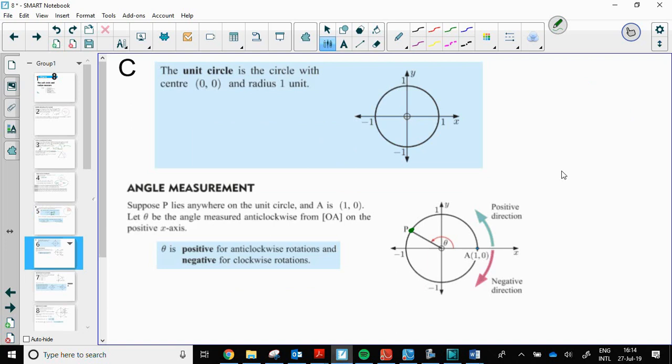Okay, section C, we're into the unit circle now. It's just a circle with a radius of 1. And we're going to be imagining a point moving around that circle. We'll call it point P. If that point moves in a counterclockwise direction, then we consider the angle to be positive. Counterclockwise, or depending on where you're living in the world, perhaps you say anticlockwise. If that point moves clockwise around the circle, then the angle will be negative.